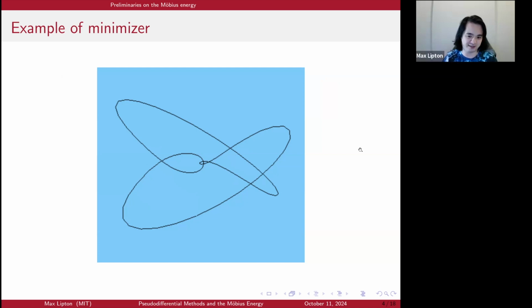Notice that there's this tightening phenomenon in the center where we have points that are intrinsically far apart but extrinsically close together, and that's serving as a barrier preventing the knot from self-intersecting and thus changing its knot type to something that is simpler.